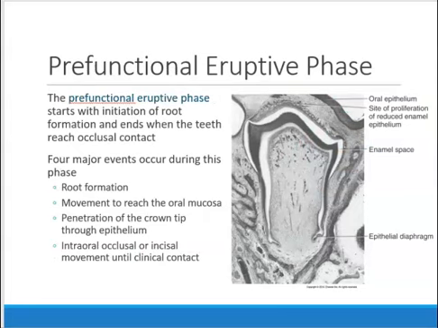Okay, what else do we need to know? With the pre-functional stage, the pre-functional eruptive phase, where it hasn't fully broken out through the gum line, there are 4 major events that are going on here. And they're all listed here.